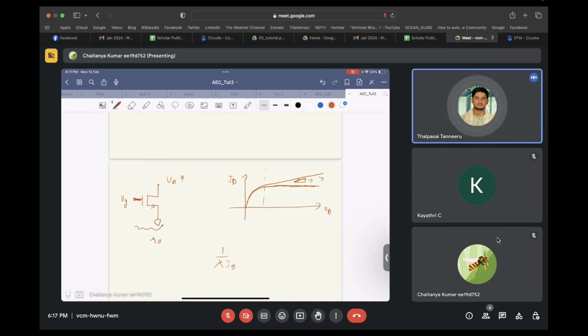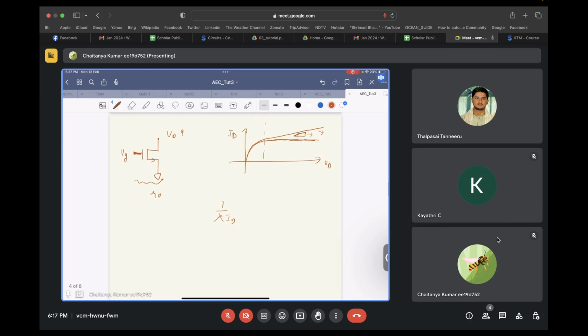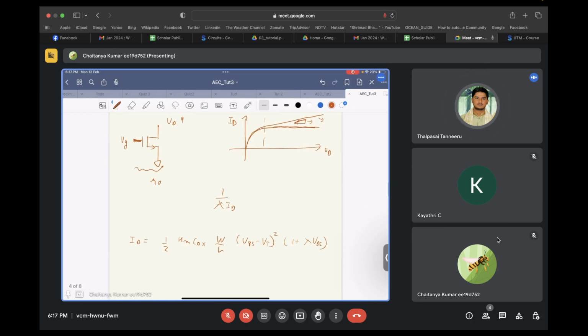Drain current equation only. So ID in saturation is half mu n Cox W by L times (VGS minus VT) whole square, times (1 plus lambda VDS). Okay, that is fine.